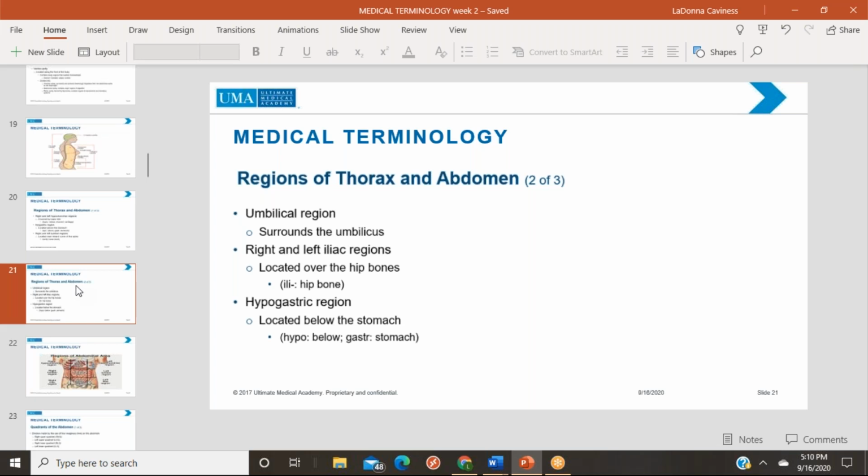Regions of the thorax and the abdomen. Umbilical region surrounds the umbilicus. Right and left iliac regions located under the hip bones. Hypogastric region is located below the stomach.